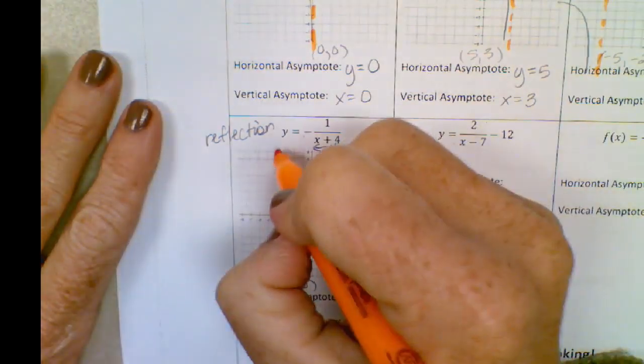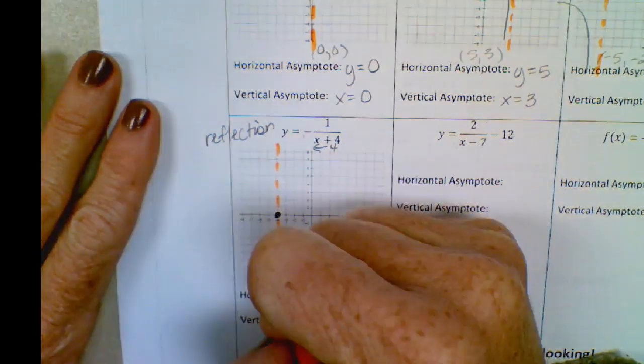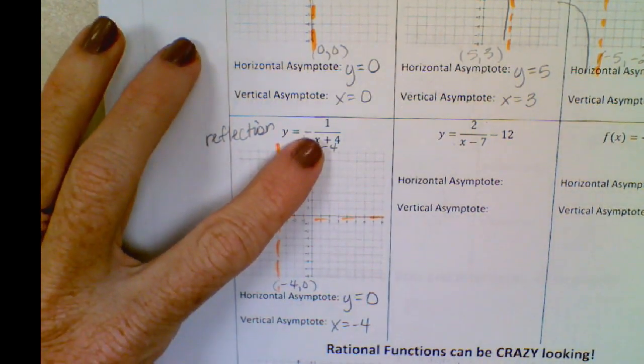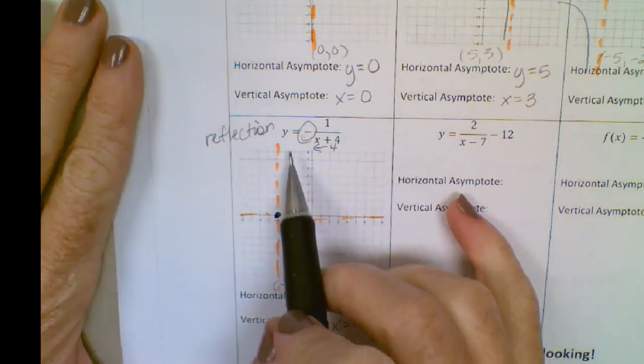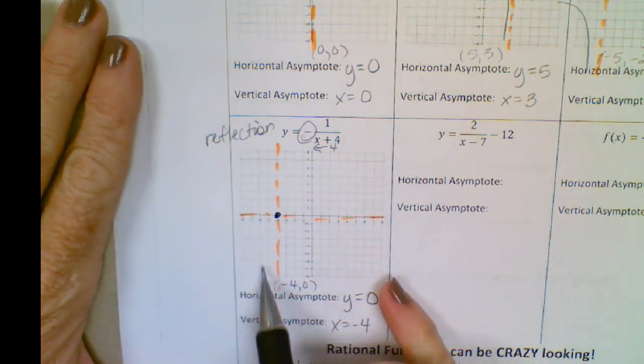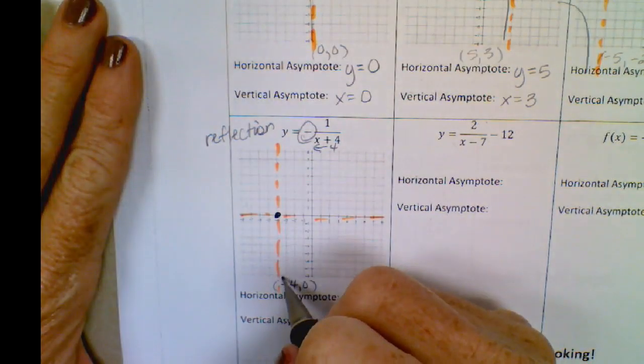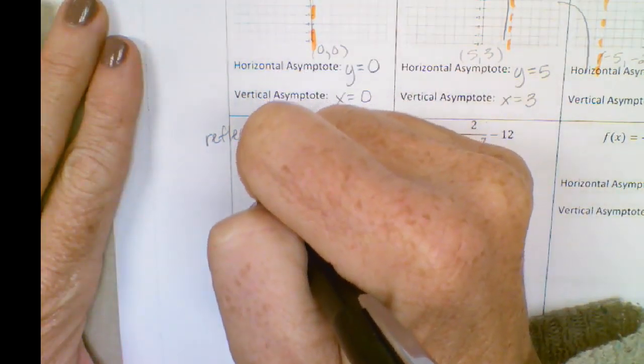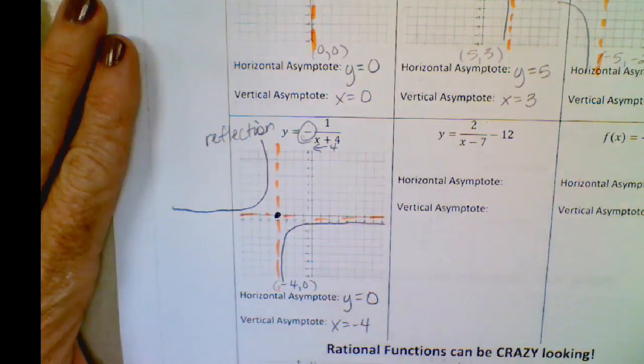Go ahead and put our asymptotes in. But now what that's going to do is that's going to reflect. So instead of it coming here and here, we're actually going to reflect both of those across that x-axis. So it'll look something like that.